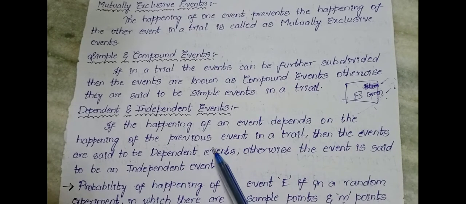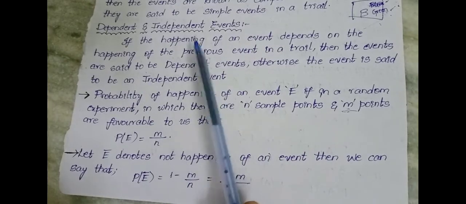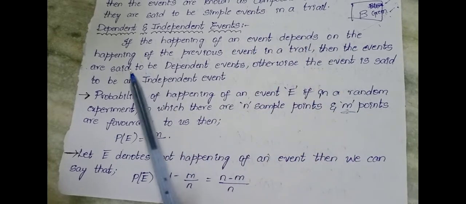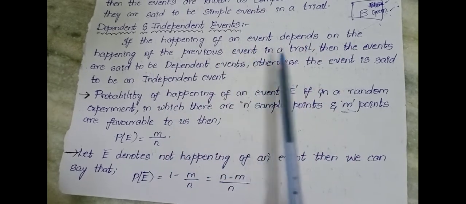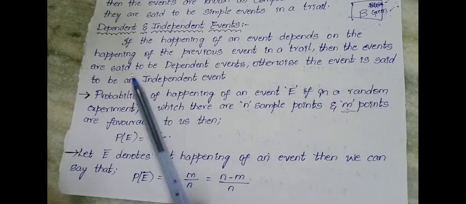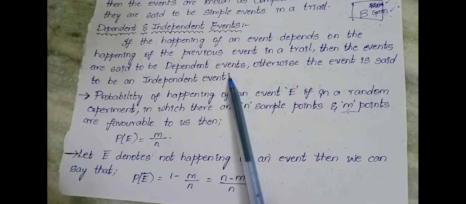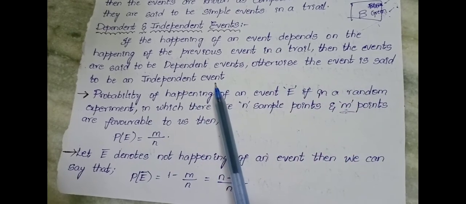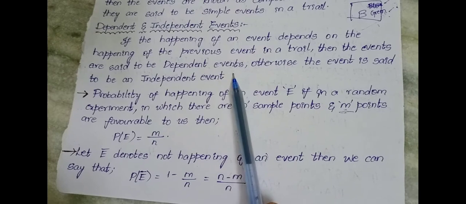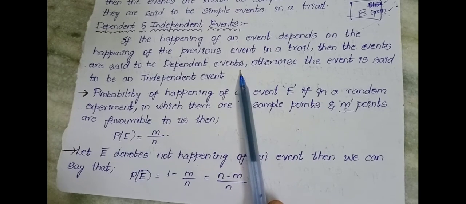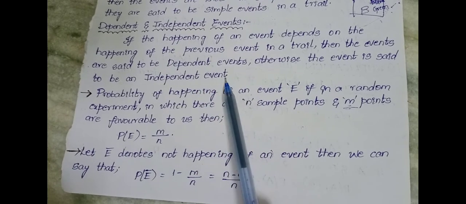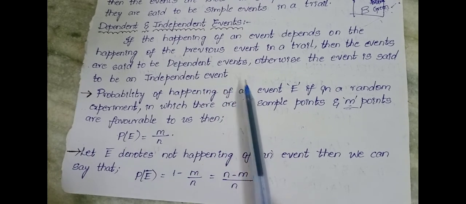And then dependent and independent events. If the happening of an event depends on the happening of the previous event in a trial, then the events are said to be dependent events. Otherwise, the event is said to be an independent event. Dependent event means it will depend on other events, the past events. Independent event means it will not depend on any other event.